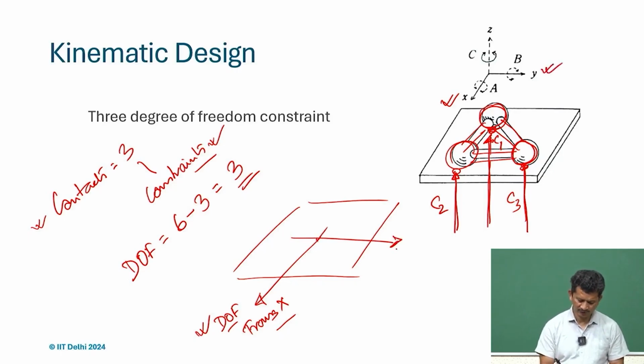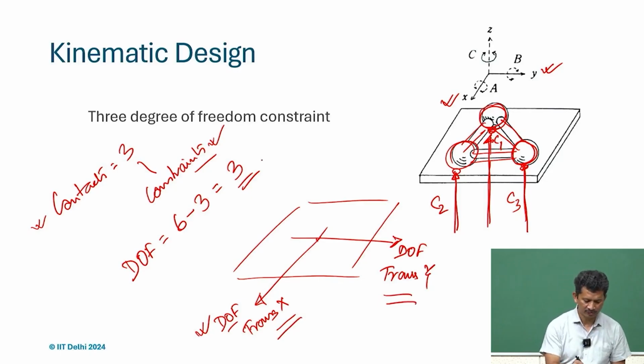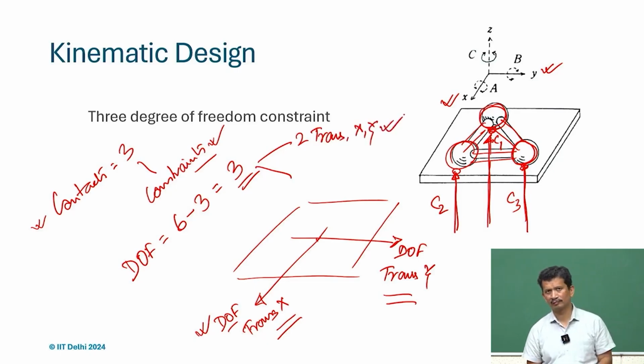Again it can slide. So, again it is a DOF and that is translation y. So, 2 translations possible, z of course not possible. So, 2 translations, DOF along x and y, we are left with 1. So, if we try to rotate along the z axis, that's still possible.